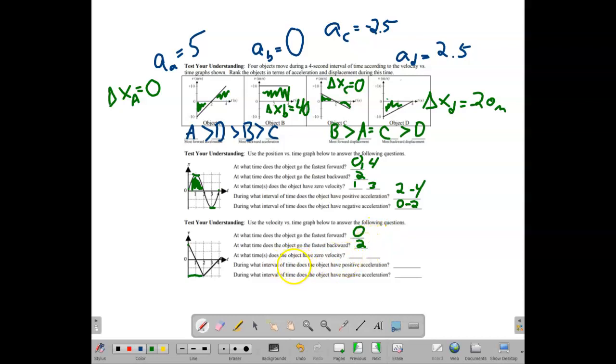At what time does the object have zero velocity? Well, that's when we hit 0, which is at 1 and 4. During what time interval does the object have positive acceleration? That's going to be between 2 and 4 because our velocity is moving towards more positive numbers. And then what time interval is the negative? That's when our velocity is moving towards more negative numbers. So that's going to be between 0 and 2 seconds. There we go. That's it for this page.